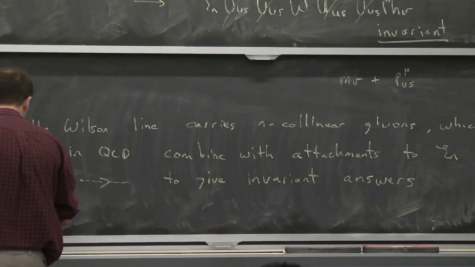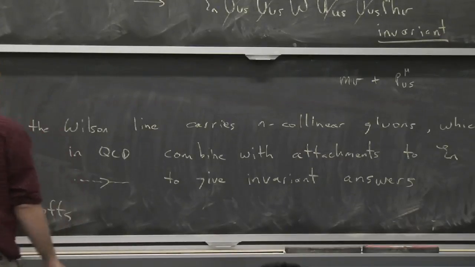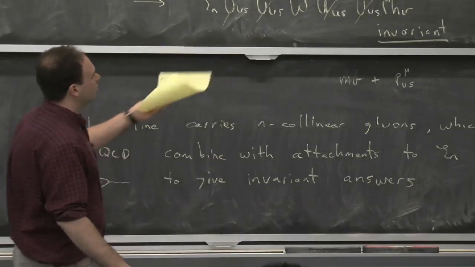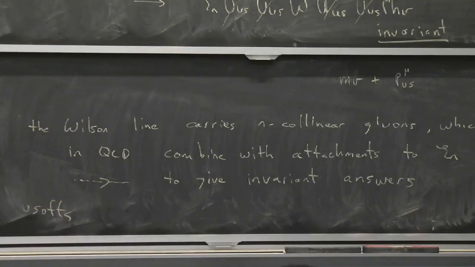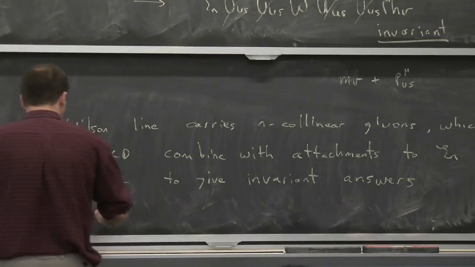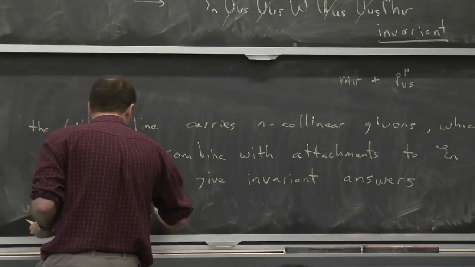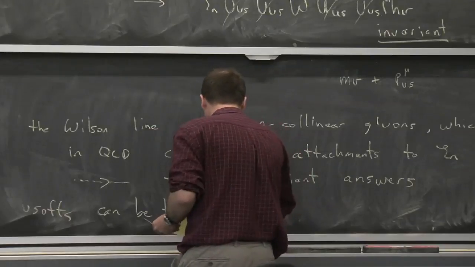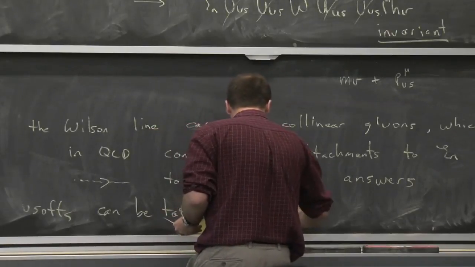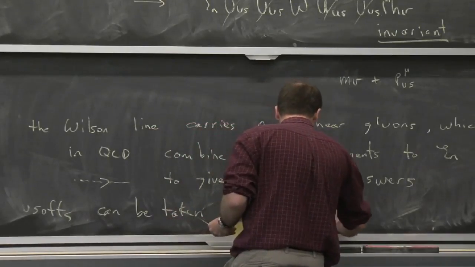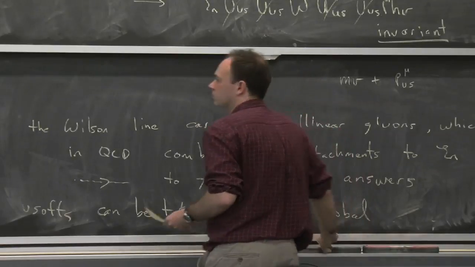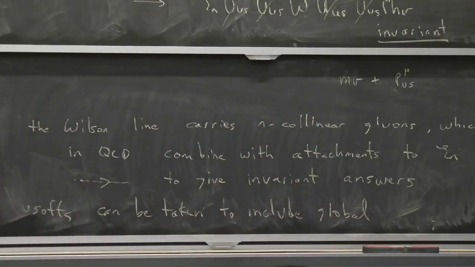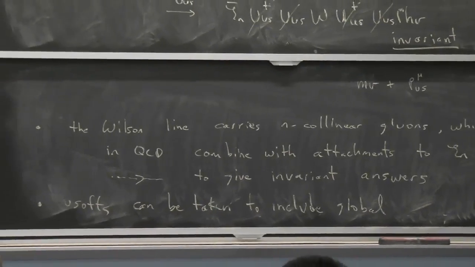And finally, the ultrasofts, as can be clear from the notation, can just as well include the global transformation, if you like. So we don't really need 3. We could put the global back with the ultrasofts, and we just have 2. All right. So that's our symmetry. That's an example of how it works.